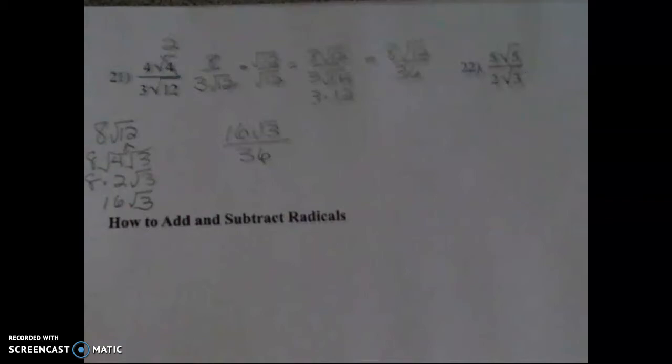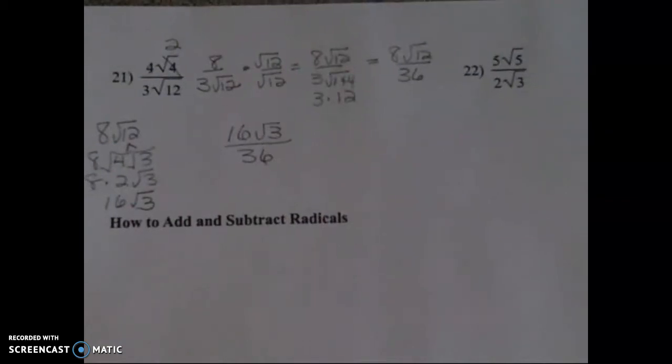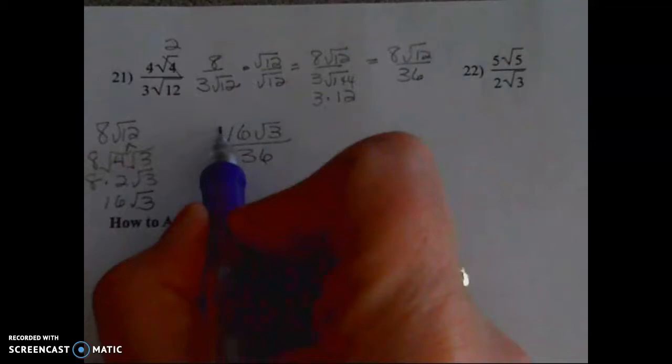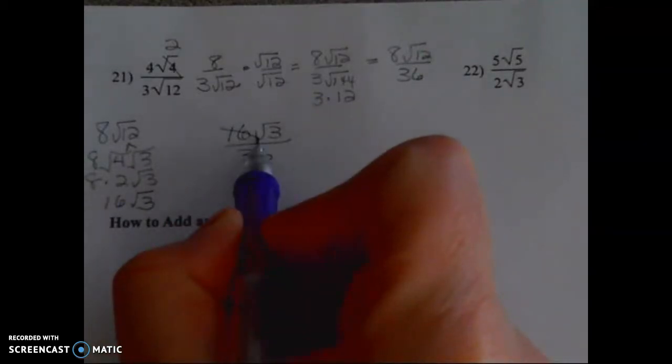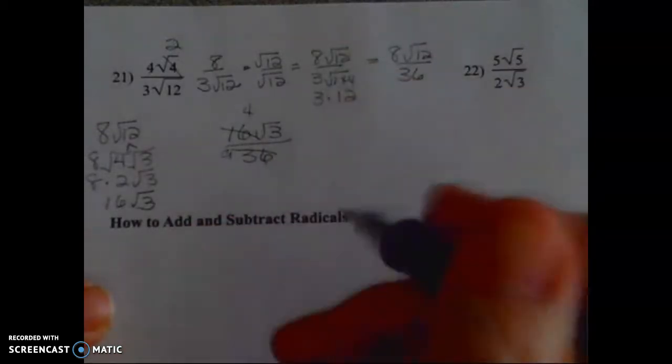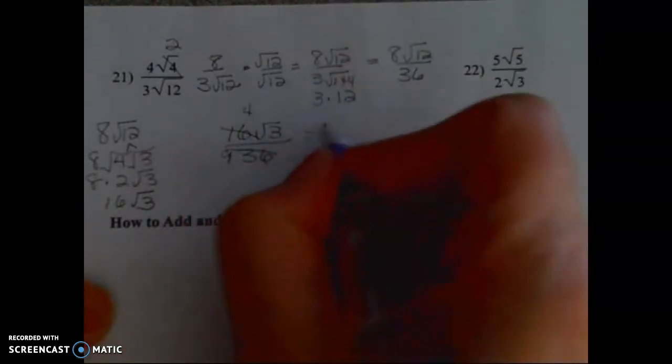And then you want to try to simplify one last time. 16 and 36 are both divisible by 4. 16 divided by 4 is 4. 36 divided by 4 is 9. Final answer. 4 root 3 over 9.